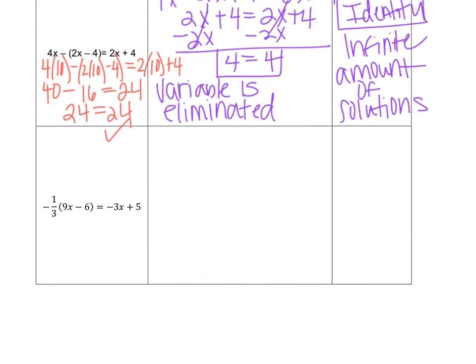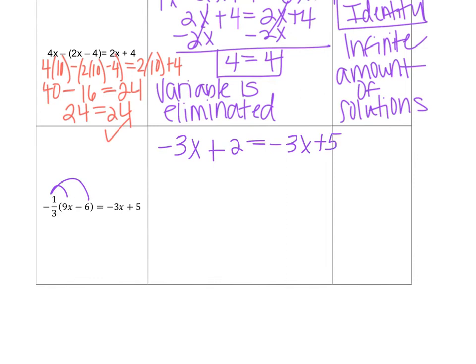I've got negative 1/3 times 9x minus 6. So I need to go ahead and distribute out the negative 1/3. I'm going to multiply it by everything in the parentheses. Negative 1/3 times 9x would become negative 3x, because you're just taking a third of 9. And then negative 1/3 times the negative 6. Well, I know a negative times a negative is a positive. And then a third of 6 is 2. It's the same thing as 6 divided by 3. Equals negative 3x plus 5.